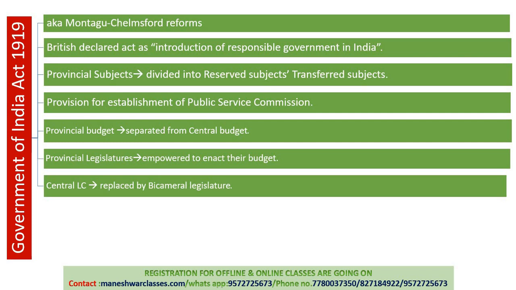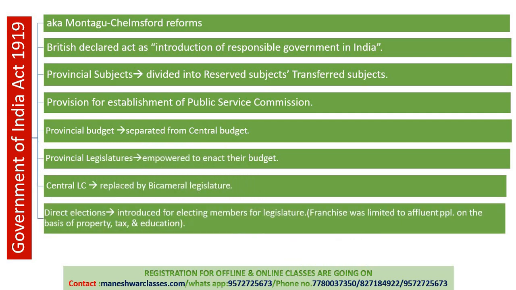Central and provincial legislatures were authorized to make laws on their respective subjects, and this system is known as diarchy. Sometimes the question is asked when diarchy was introduced. Diarchy was introduced in the Government of India Act 1919.